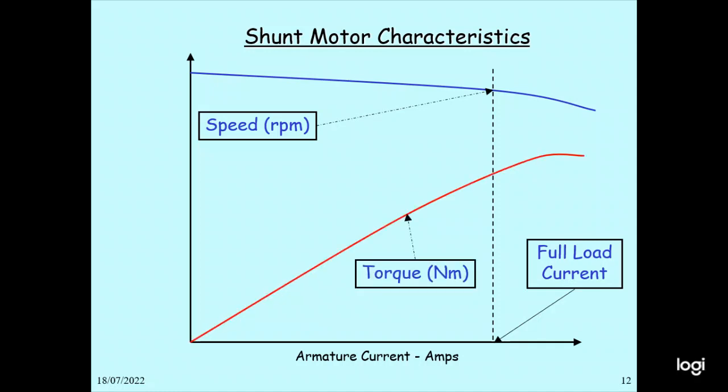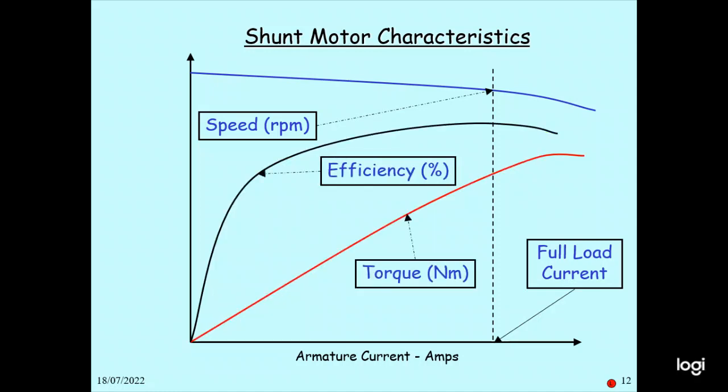This is the torque characteristic and the efficiency. So this is a graph of the speed, efficiency, and the torque against armature current.